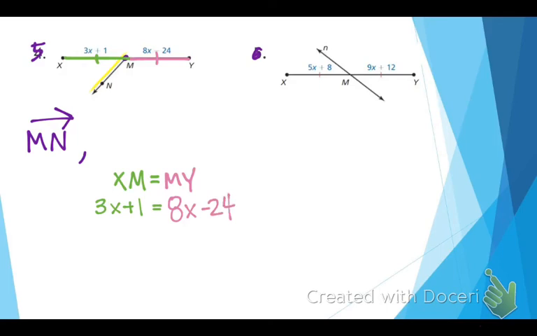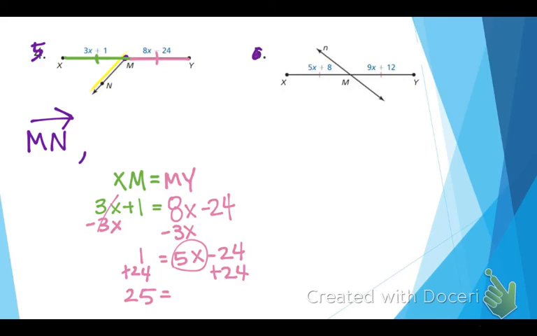Alright, so I always move the smaller x, which here is 3x. How do I move the 3x? Subtract it. So on the left we only have 1. On the right we have 8x minus 3x, which is 5x. So I want to get 5x all by itself. So that minus 24, what do I do with it? I'm going to add it. 1 plus 24 is? 25. So 25 equals 5x. Divide by 5 and x equals 5.